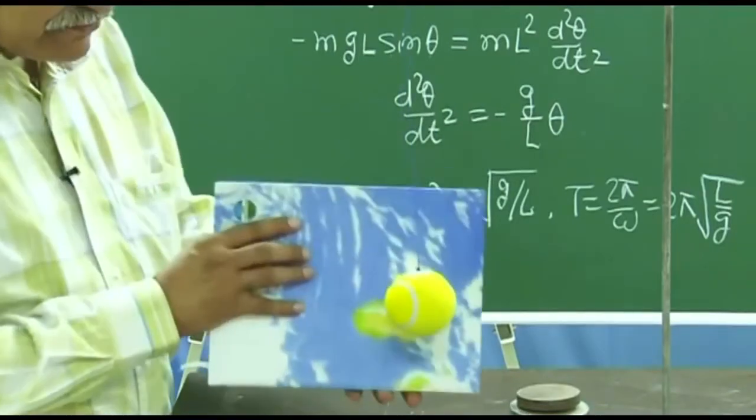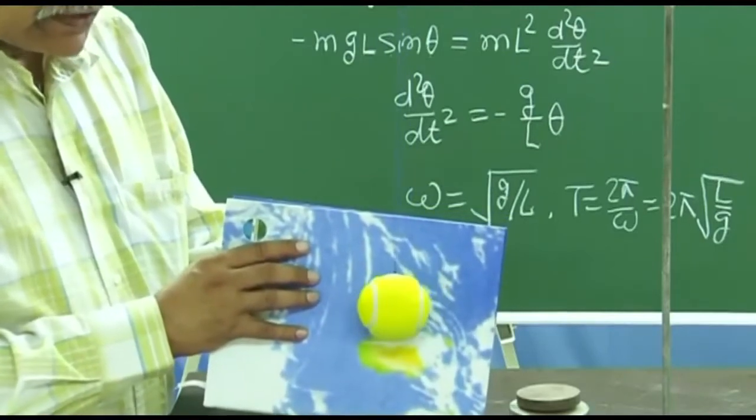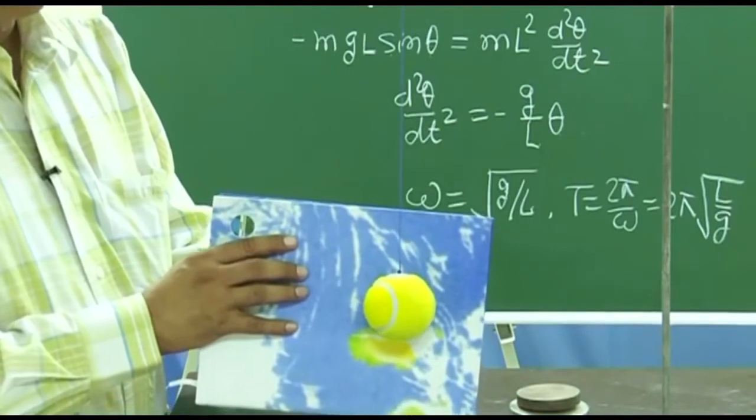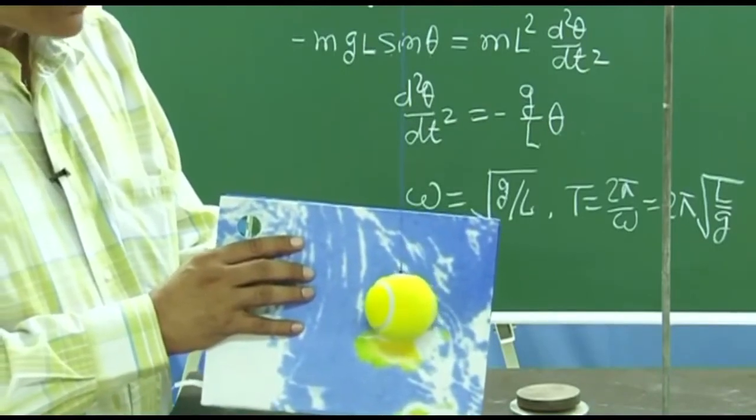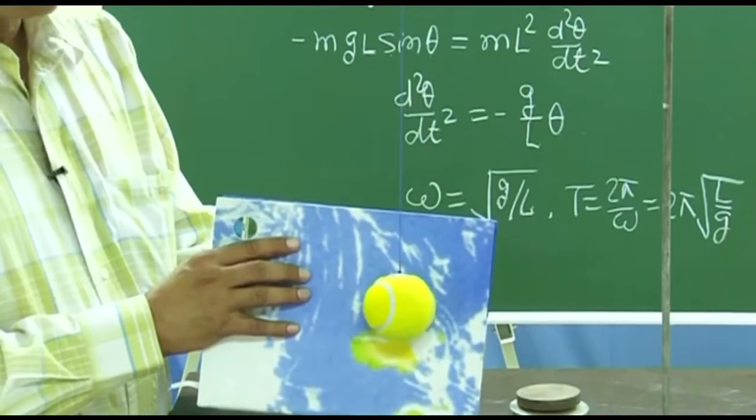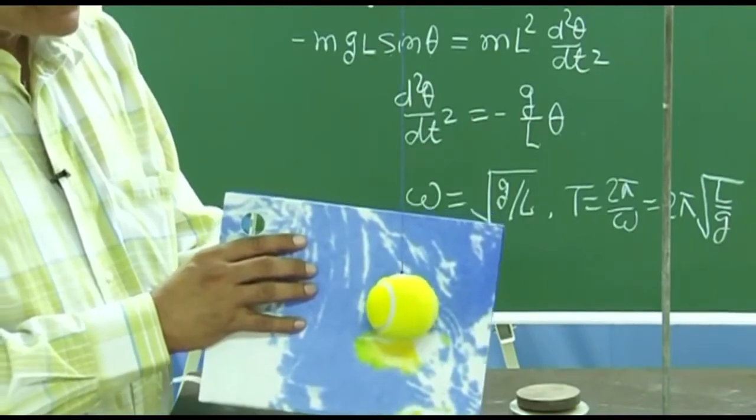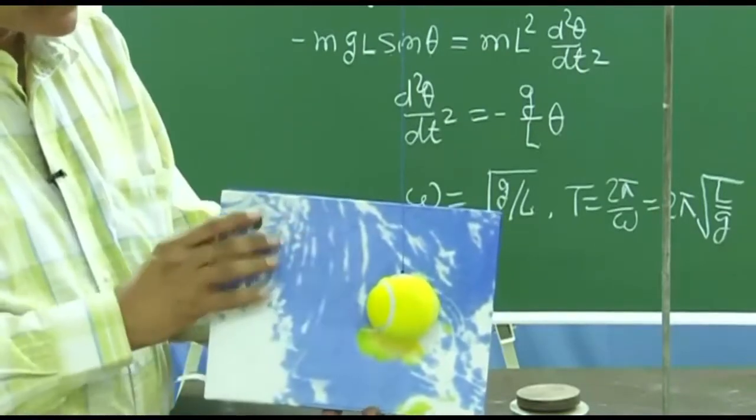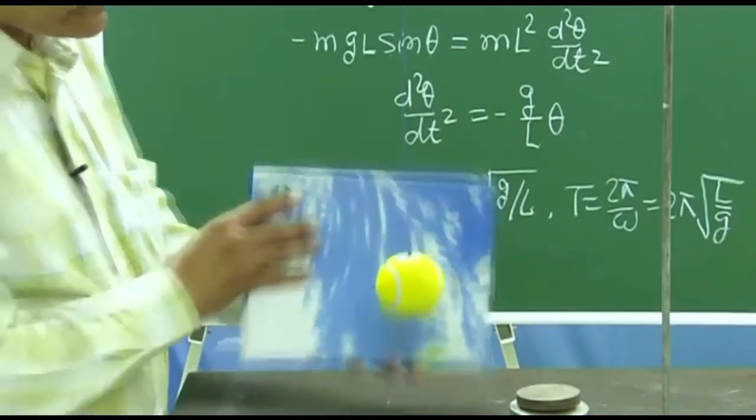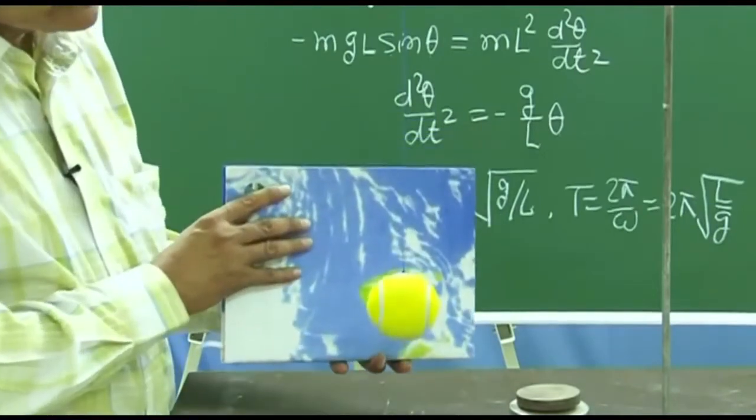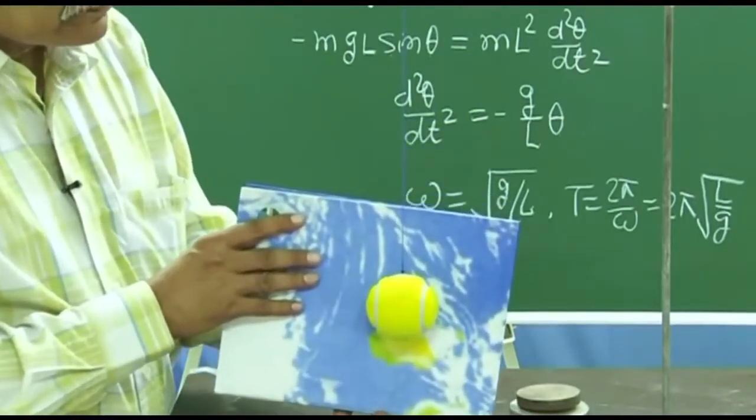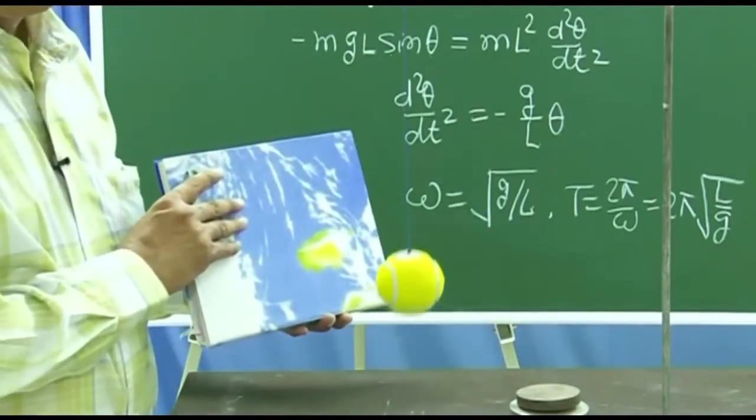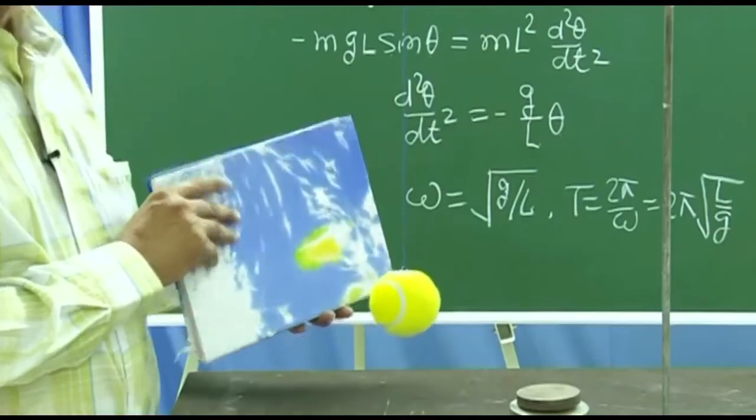So the idea is that when we release it, it should have V equal to 0, theta equal to the amplitude, and then it should start with V equal to 0. And for that you do not have to apply any force on this, so gently remove this so that this contact is broken. And it goes in a much smoother path.